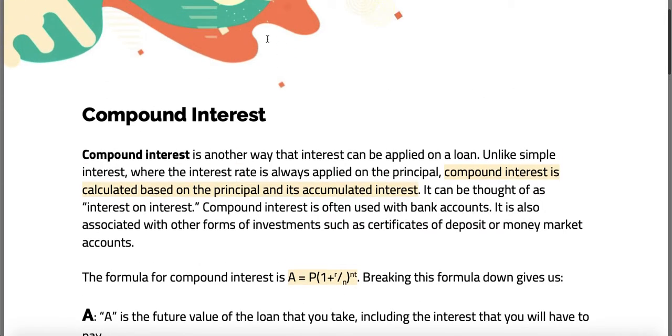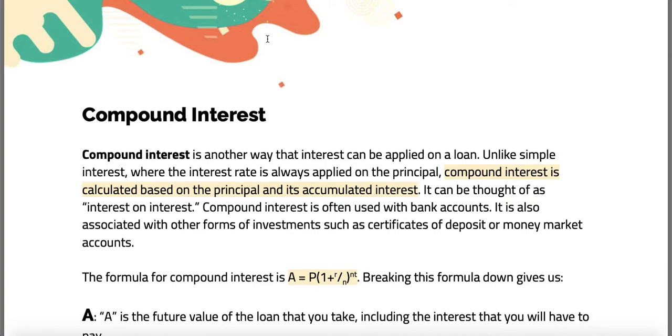Now, simple interest is usually used with car loans or short-term loans, but it's actually not seen so much. What you'll see more of used in the real world is compound interest, which is another way to calculate the interest applied on a loan. Unlike simple interest where you just apply the interest rate onto the principal, we saw that I equals PRT, we just multiplied the rate by the principal. Compound interest is calculated based on the principal and its accumulated interest. In other words, you can think of it as interest on interest.